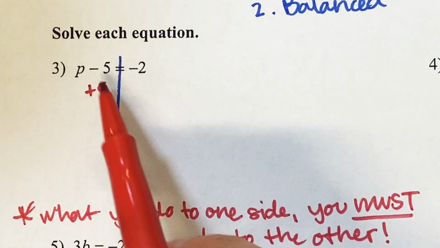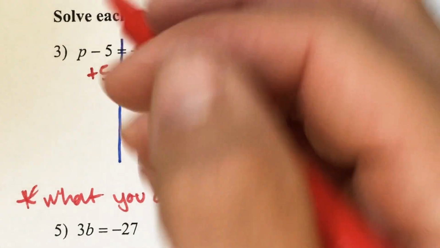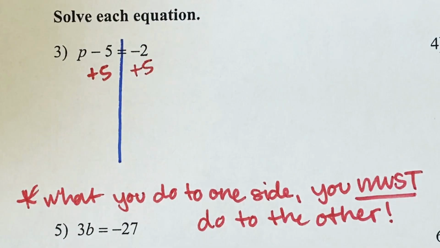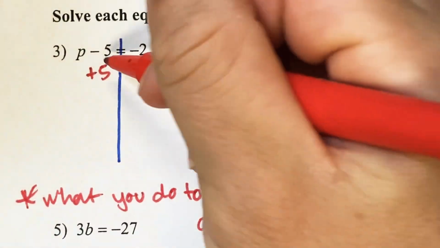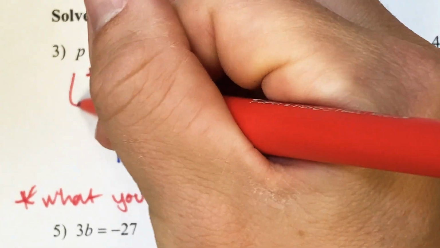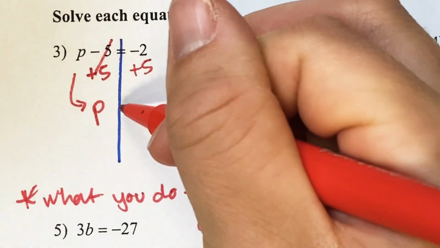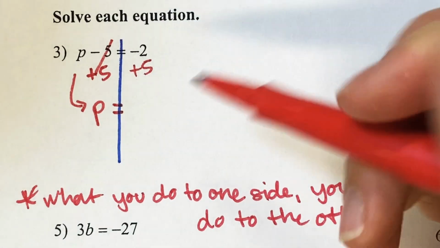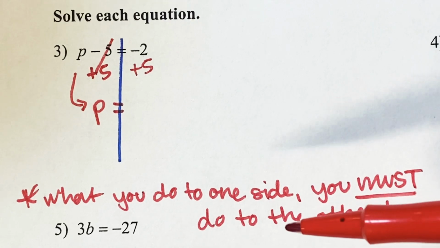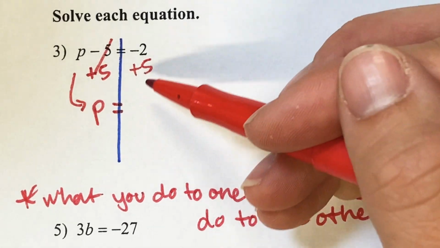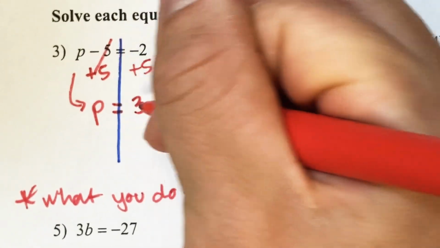We untied the knot, but now we need to keep it balanced. So whatever we did to this side, we have to do to the other. So we +5 on the other side. When you untie it or do the opposite, it gets rid of it, so you can bring down whatever's left. In this case, it's just our variable, which is a P. Equal sign in the middle. And then on this side, we have -2 plus 5. What is -2 plus 5? You can always use a calculator here. This is going to be a +3.